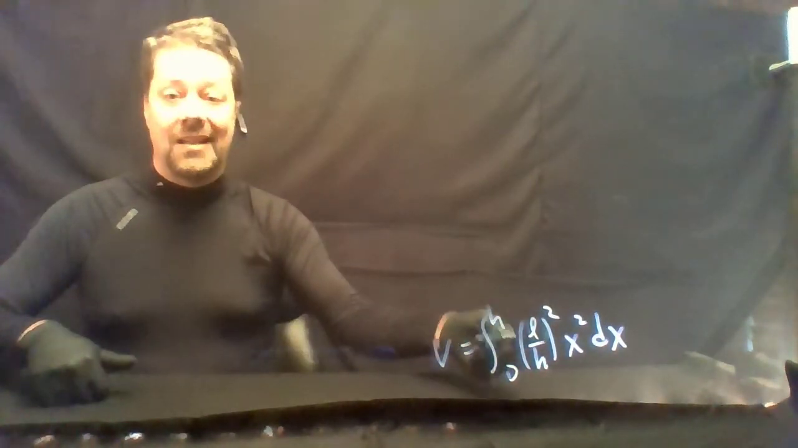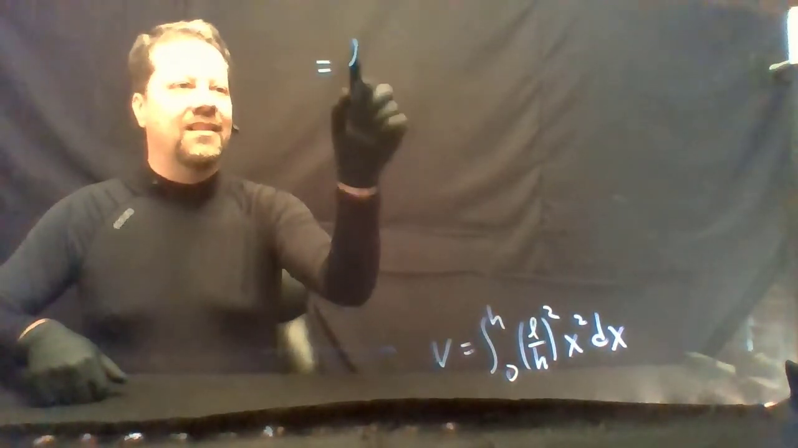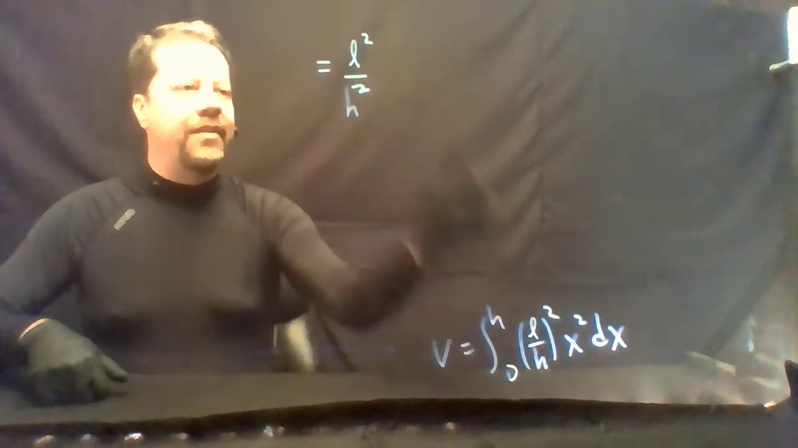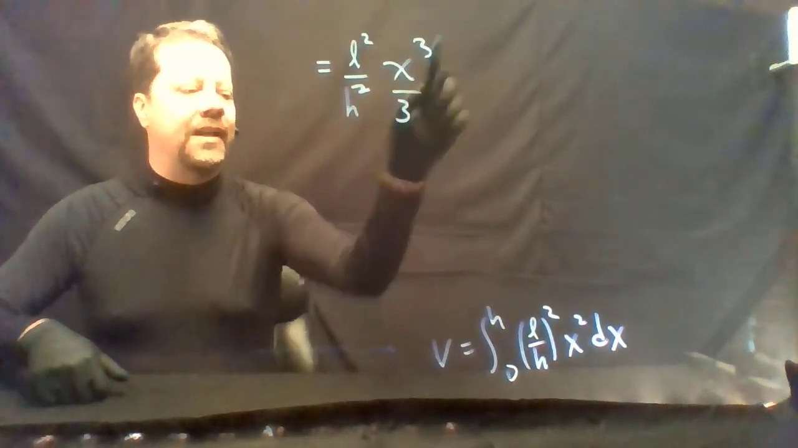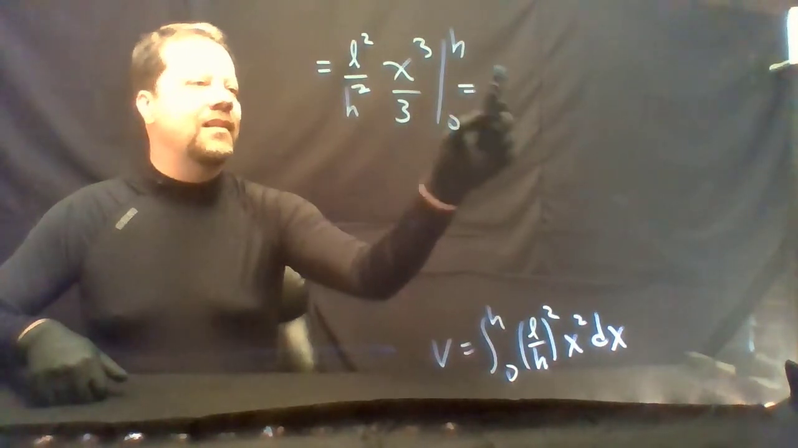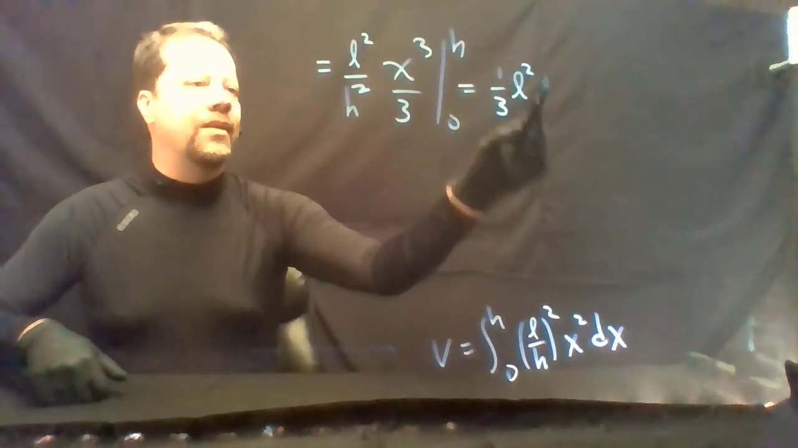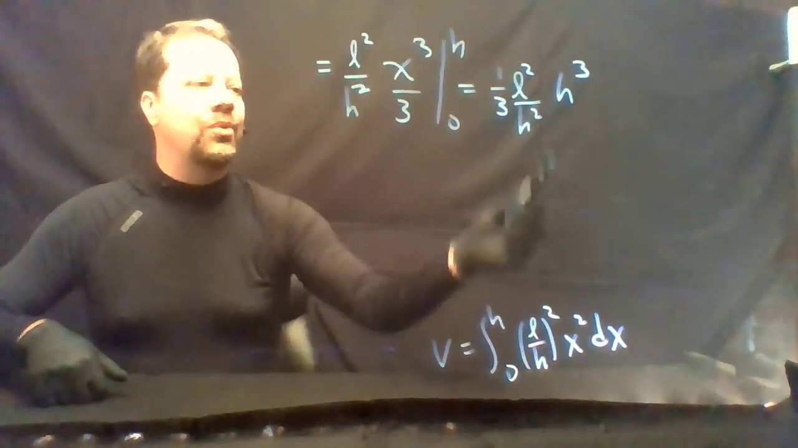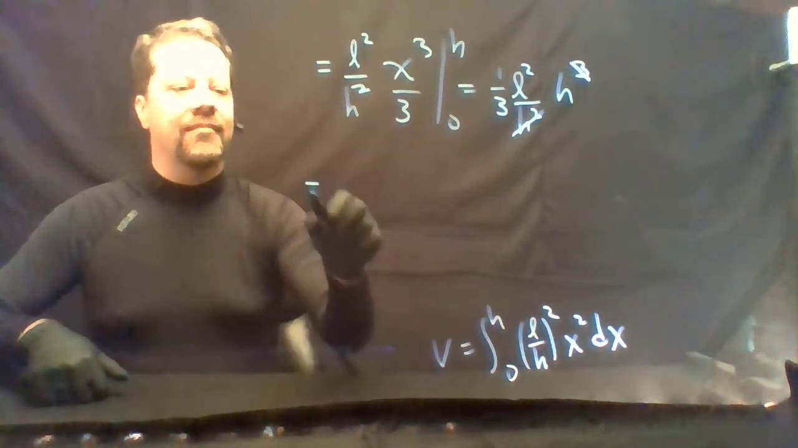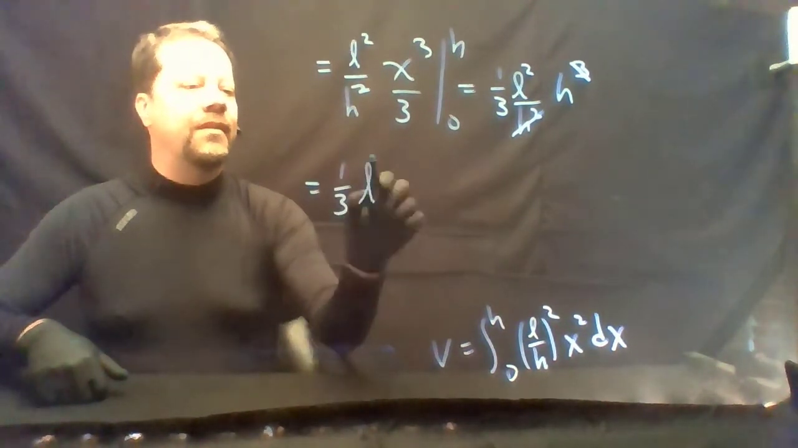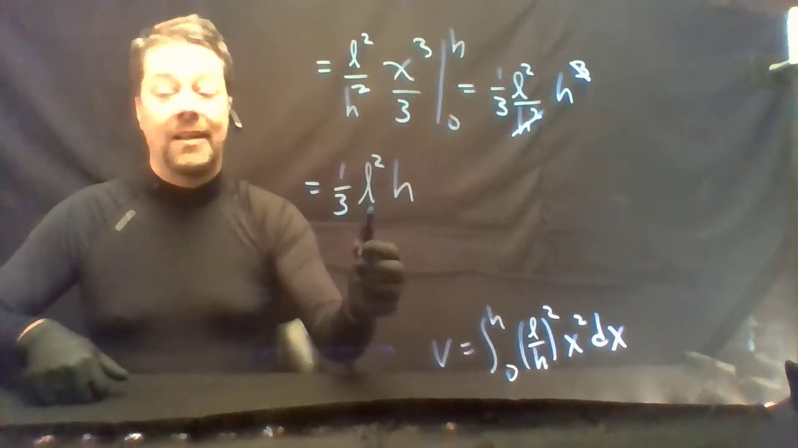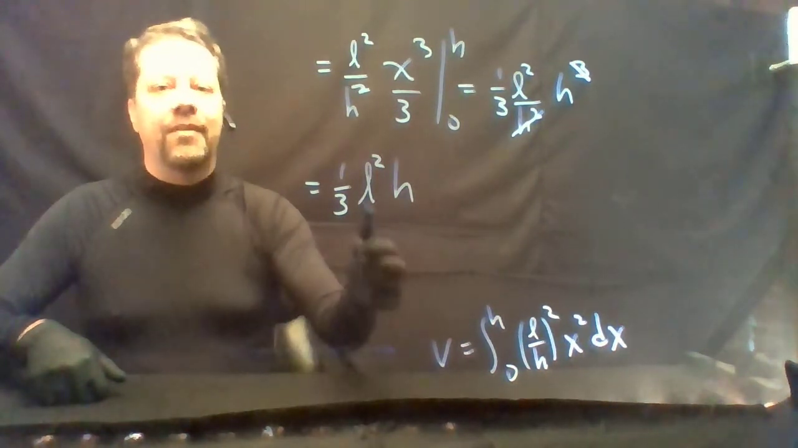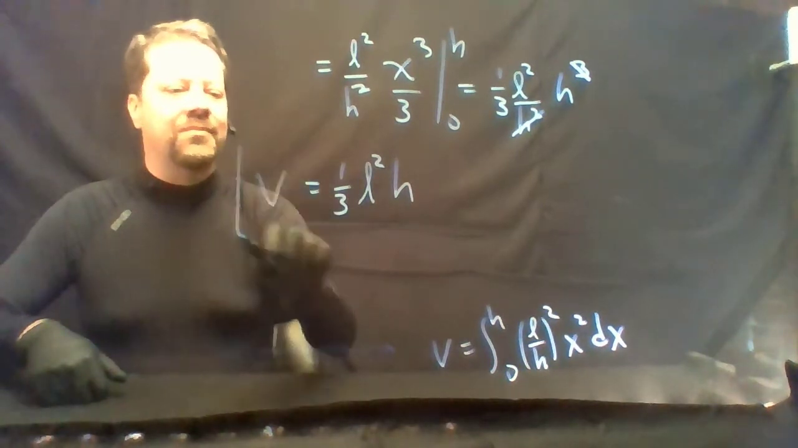L and h are constants in this integral. So we'll have L squared over h squared out front. An antiderivative is going to be x cubed over 3 evaluated from 0 to h. That gives us 1/3 L squared over h squared times h cubed. We get 1/3 L squared times h. L squared is the area of the base of the pyramid. h is the height. 1/3 L squared h is the volume.